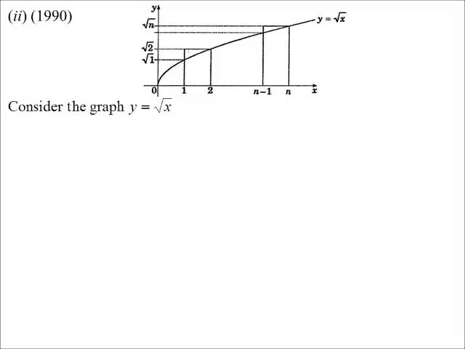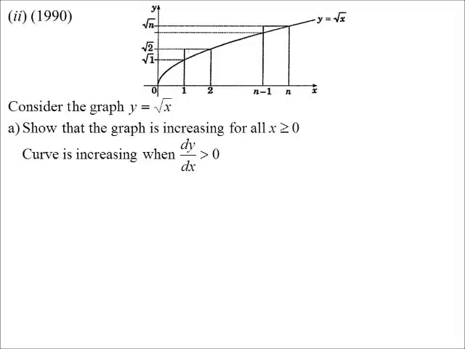It says, consider the graph y equals the square root of x. First thing they want us to do is to show that the graph is increasing, despite the picture. Obviously it is increasing. We can see that. Oh, look, it's going up. That's not good enough for a proof, of course. We need to use our derivative, because we know that a curve is increasing when the derivative is greater than 0. So our derivative is 1 on 2 root x, and that's certainly greater than 0 whenever x is greater than 0. Thus, this is always increasing.